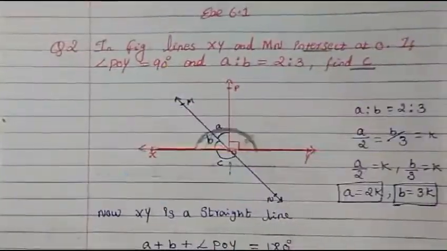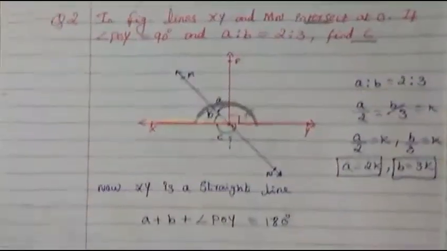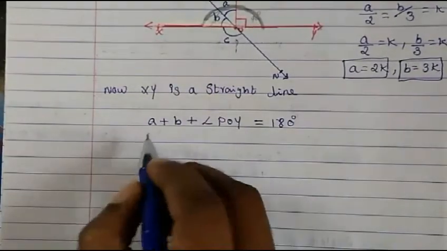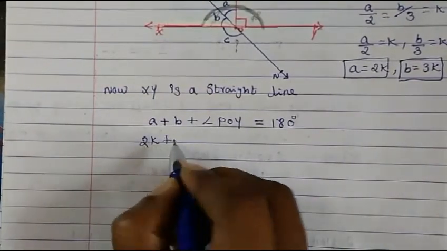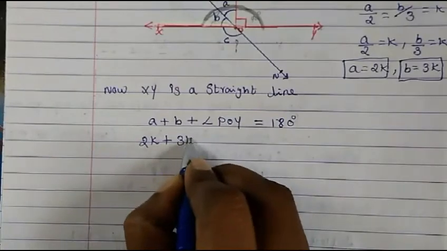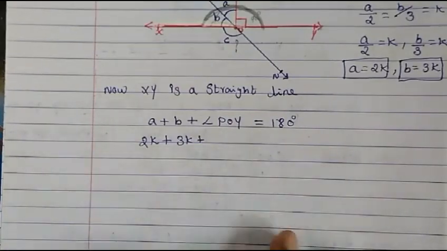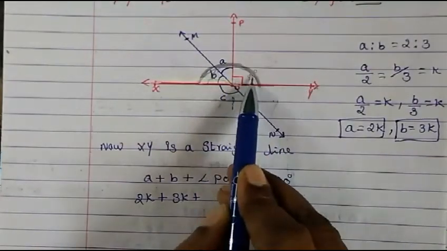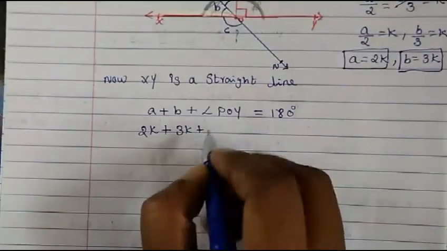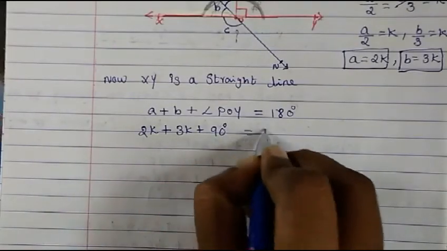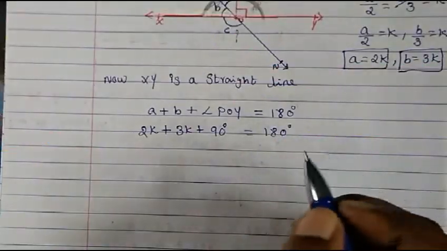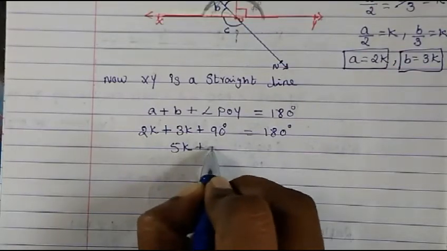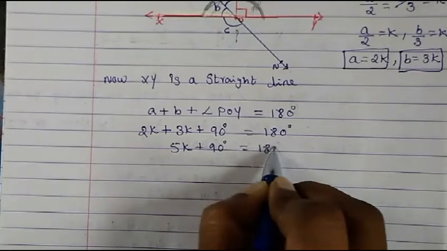So now can we put that here? In the place of a, we'll write 2k. In the place of b, we will write 3k. And angle POY is given to us as 90 degrees. Together it is 180 degrees. So now 2k plus 3k gives us 5k, plus 90 degrees equal to 180.